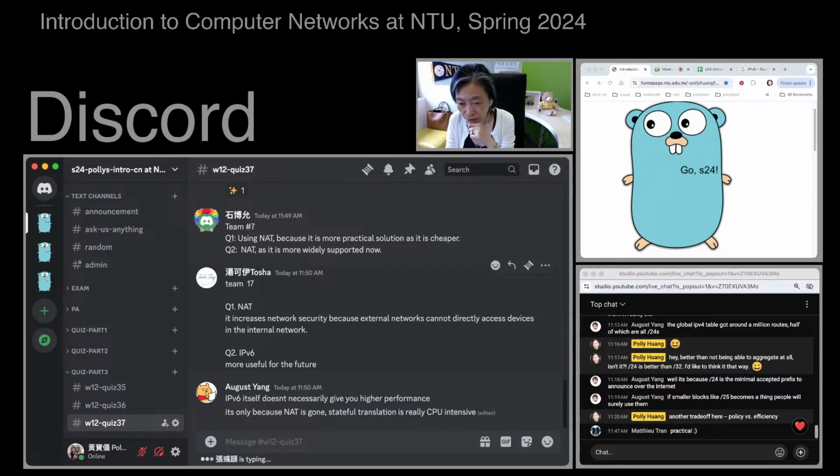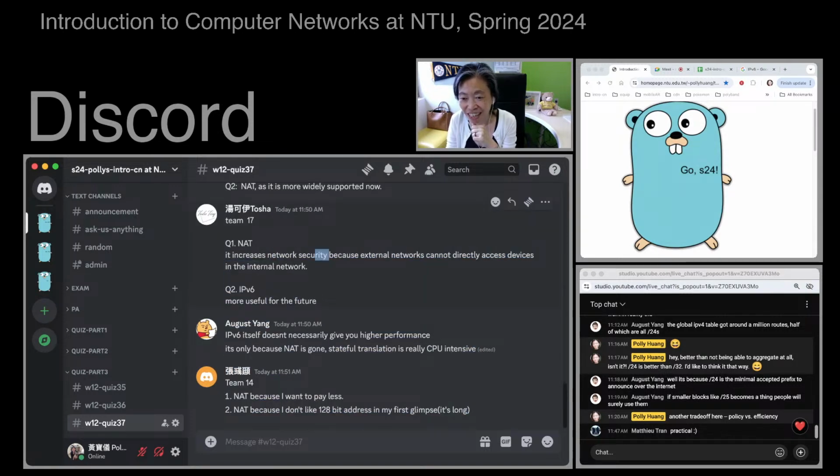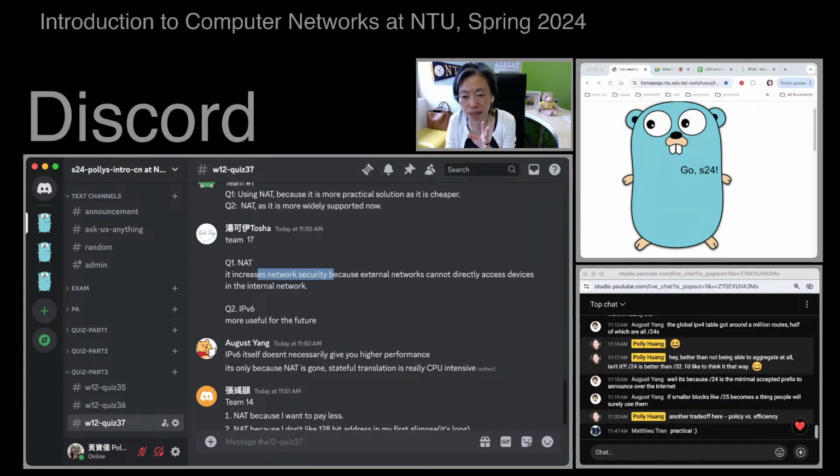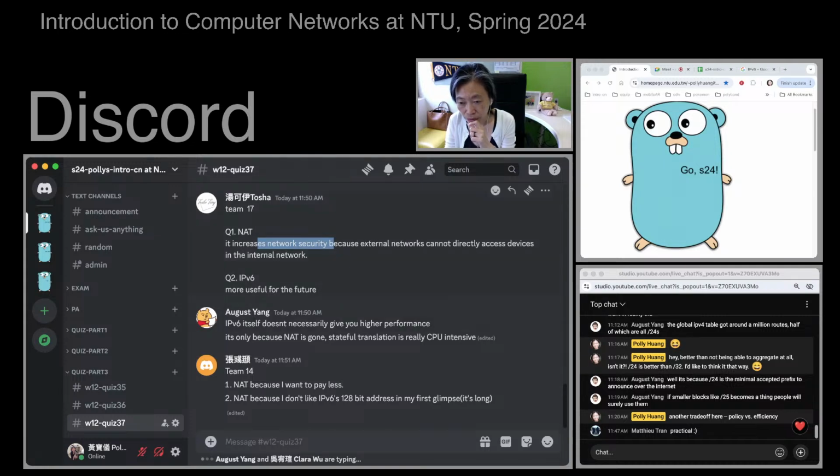All right, so Team 17. Oh, you like NAT. Not because it's cheaper, but because it's more secure. You know, I have to agree, Tasha. Security is more important than money to many of us now. Okay, can totally agree. So you choose NAT, but the reason is not quite the same as the others. Useful for the future. Doesn't necessarily give you higher performance because NAT is gone.